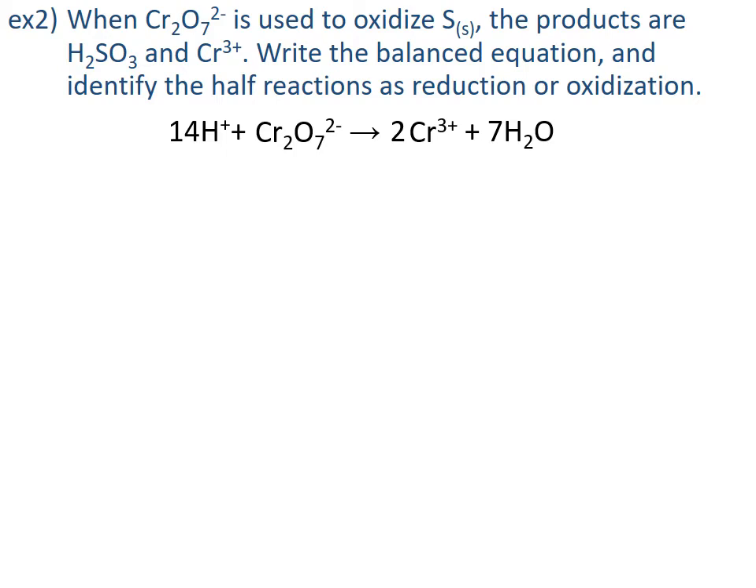Now to balance charge. On the left I have positive 14 and minus 2, which adds up to a total of plus 12 on the left. On the right-hand side, I have a plus 6 and water has no charge, so the overall charge on the right is plus 6. To balance charge, I add electrons to the side that is more positive, so I will add 6 electrons to the left-hand side. Now both sides equal plus 6.